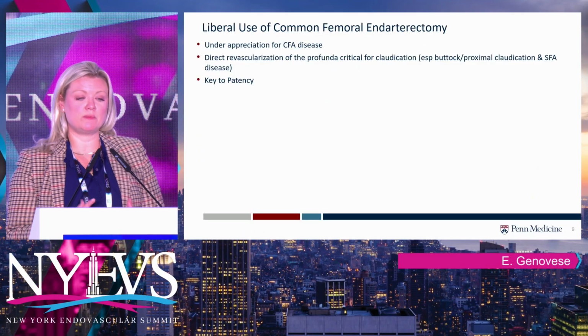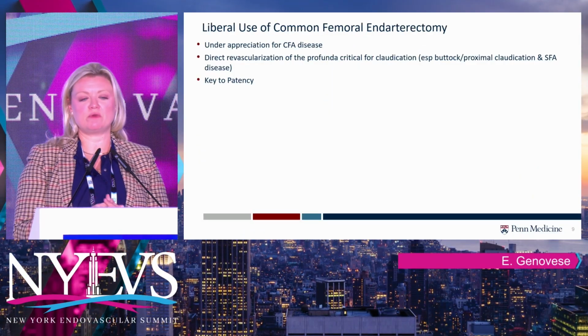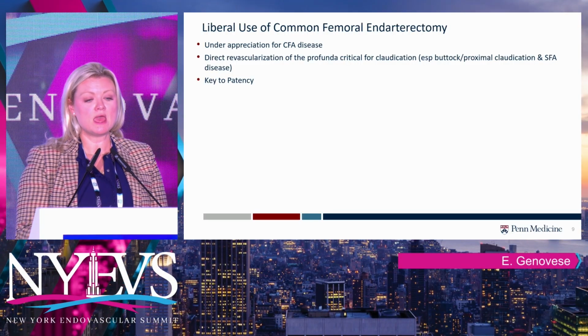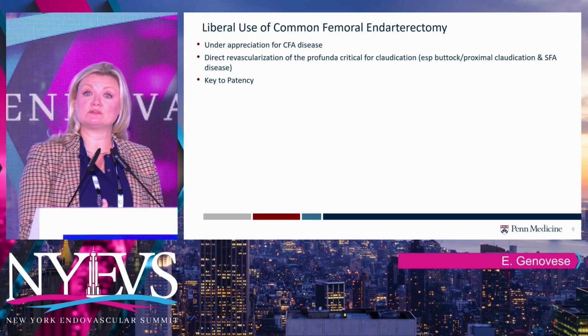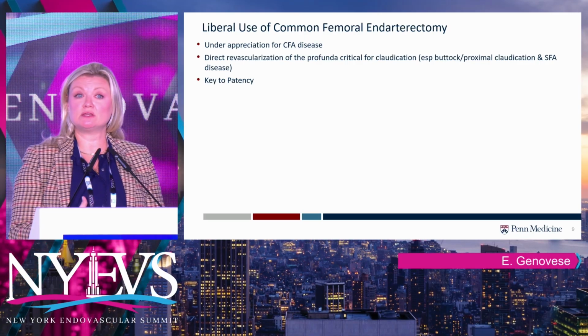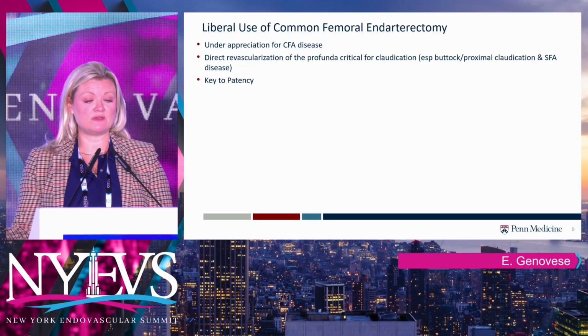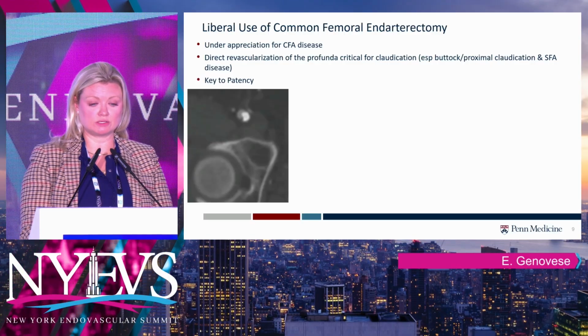So I really am a big proponent of liberal use of common femoral endarterectomy. I think we tend to underappreciate the disease in the common femoral, and we also need to have direct revascularization of the profunda in order to treat the underlying pathology, not only for buttock claudication, but if you have downstream SFA disease, and it's also improving your long-term patency.